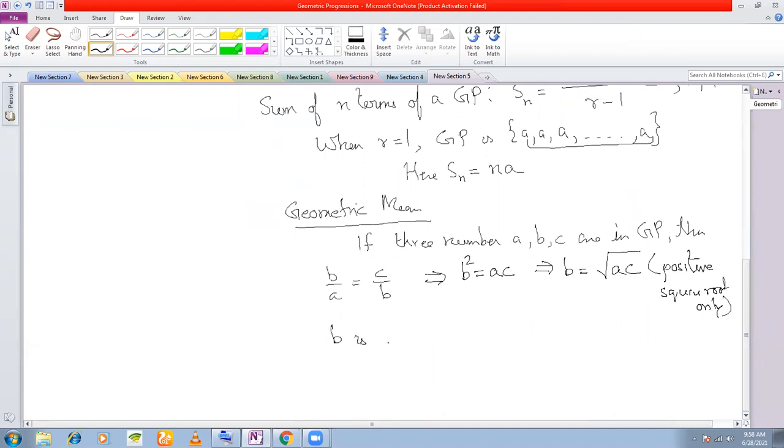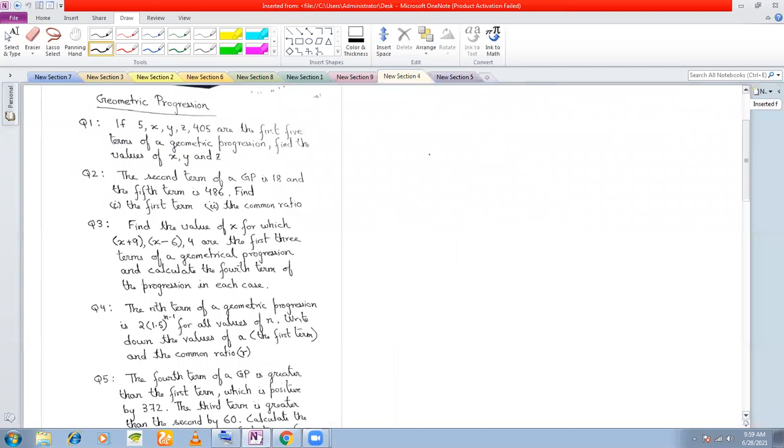B is called the geometric mean of A and C. So you have B in between, just like in your arithmetic mean. If A, B, C were in AP, we call B the arithmetic mean of A and C. Here we call B the geometric mean of A and C, and this is given by B equals the square root of AC. So remember these results. We move on to the problems.